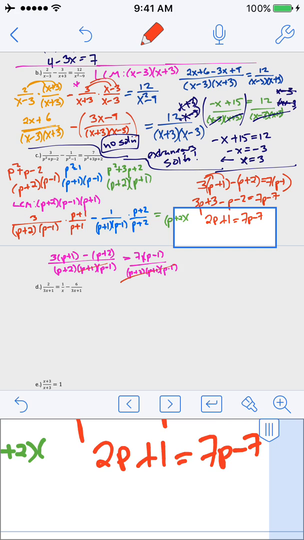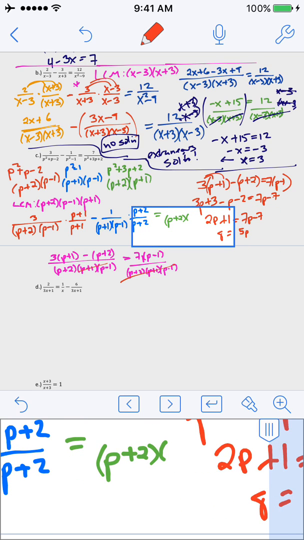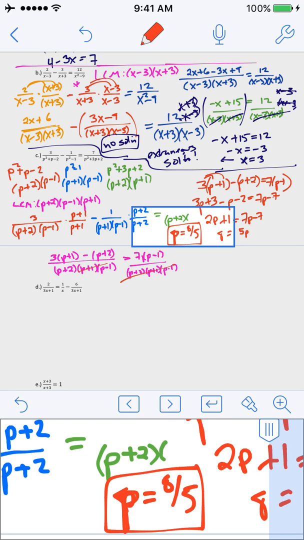Subtract 2p, you get 5p over here. So 5p. Add 7, is equal to 8. P is equal to 8/5.